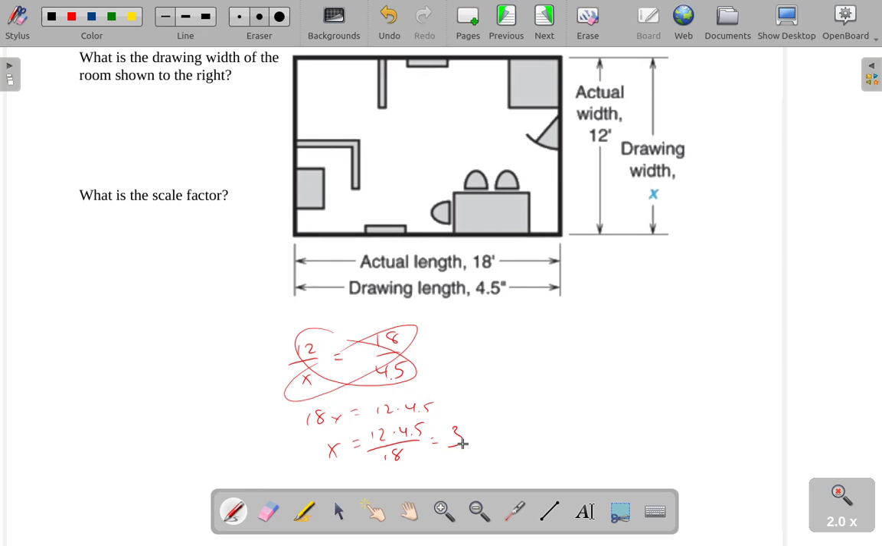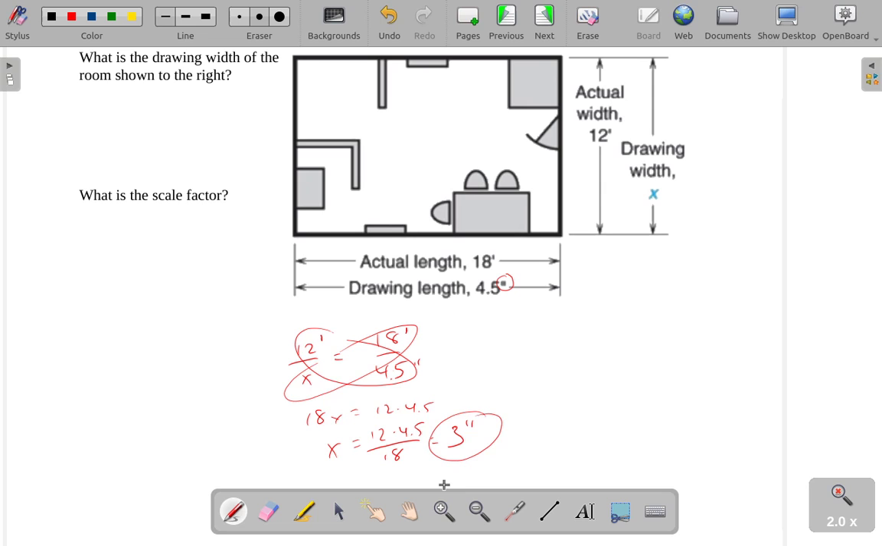Now, as far as units are concerned, you'll notice that the drawing length here was given in inches. And so that means the drawing width would also, you'd want that to be in inches, because when you're writing these proportions, we have 12 inches, or I guess, no, you have feet on the top and inches on the bottom when you set up this proportion, and you want to keep it the same on this one, so that's why you can see I ended up with 3 inches for the drawing width.